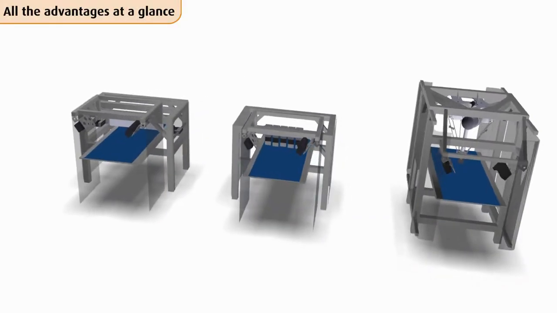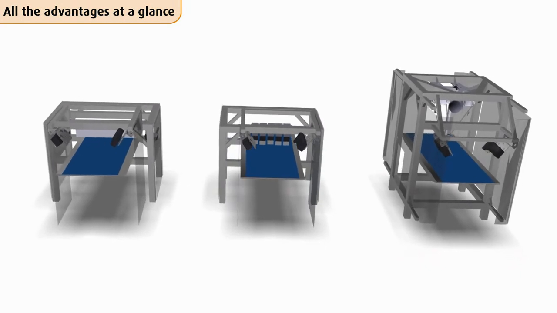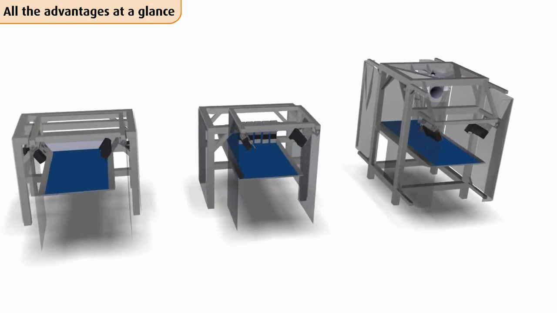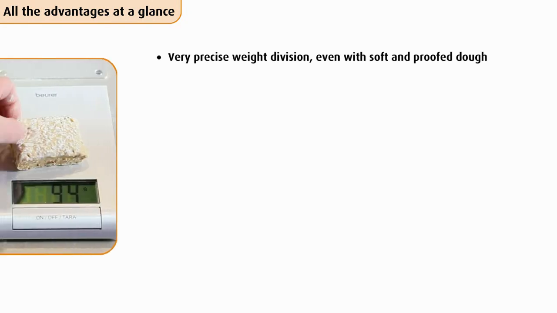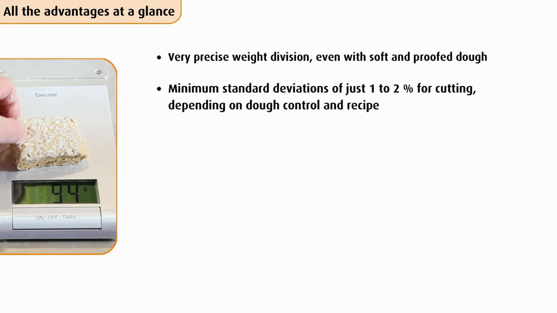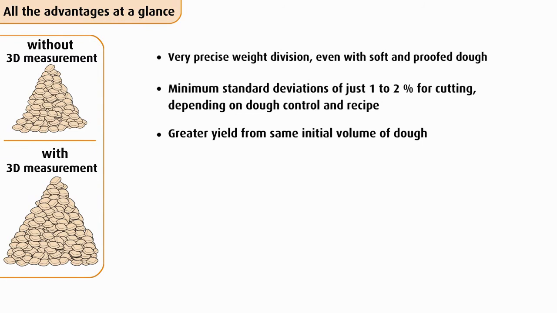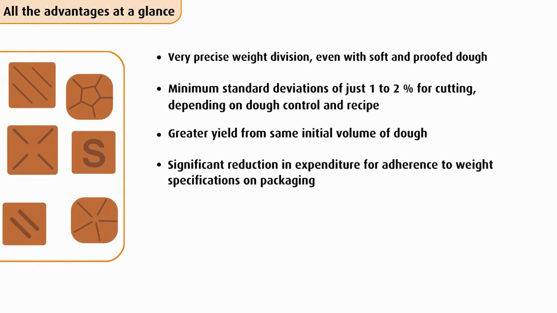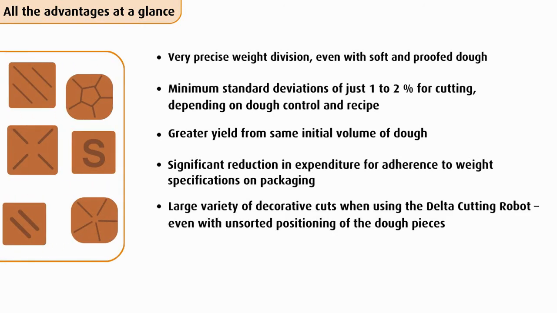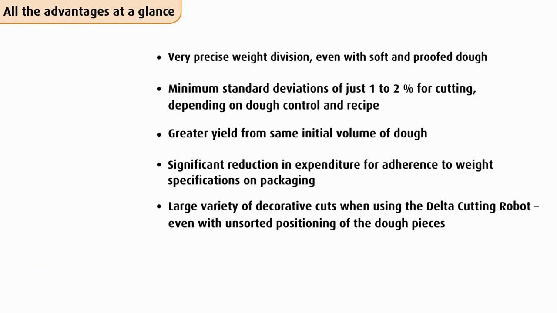The various WP cutting systems, combined with the new 3D image processing technology, offer decisive advantages. Very precise weight division, even with soft and proof dough. Minimum standard deviations of just 1 to 2% for cutting, depending on dough control and recipe. Greater yields from same initial volume of dough. Significant reduction in expenditure for adherence to weight specifications on packaging. Large variety of decorative cuts when using the Delta cutting robot, even with unsorted positioning of the dough pieces.